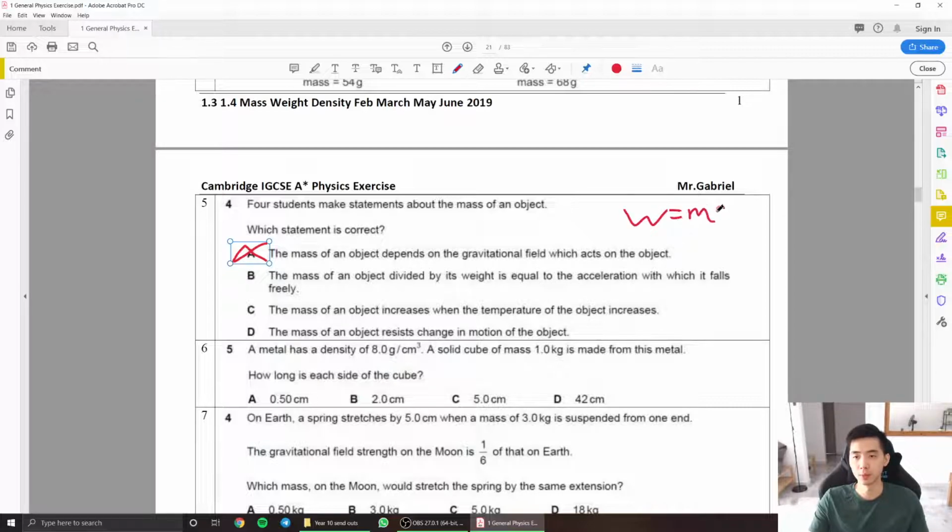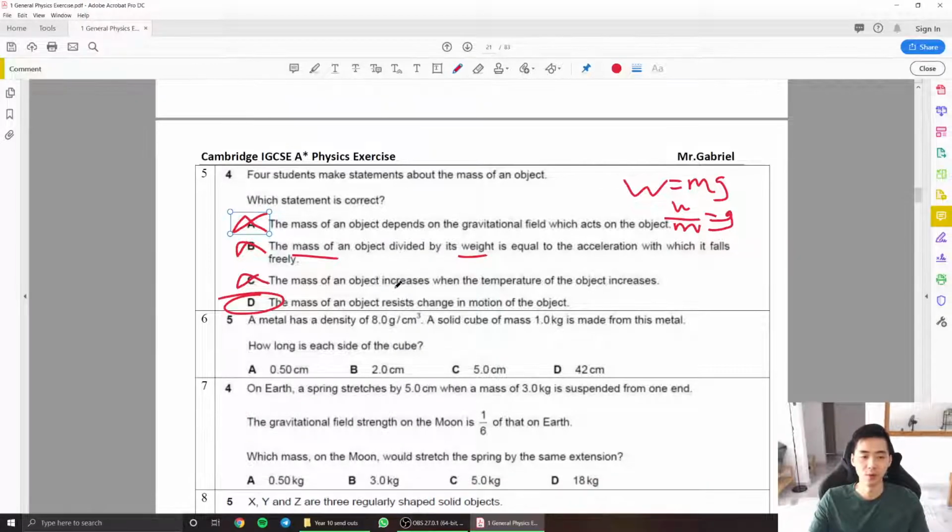Weight equals mass times gravity. Weight divided by mass is supposed to be gravity. This one says mass divided by weight. This is not true as well. The mass of an object increases when... this is definitely not true. The mass of an object resists change in the motion.